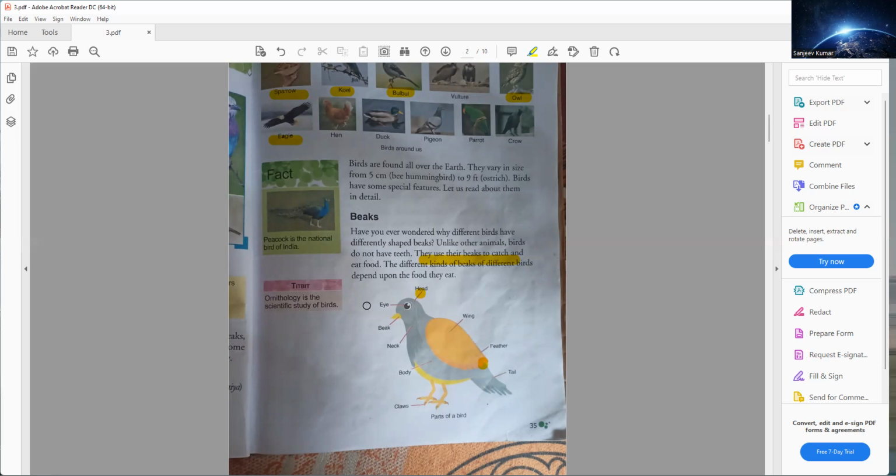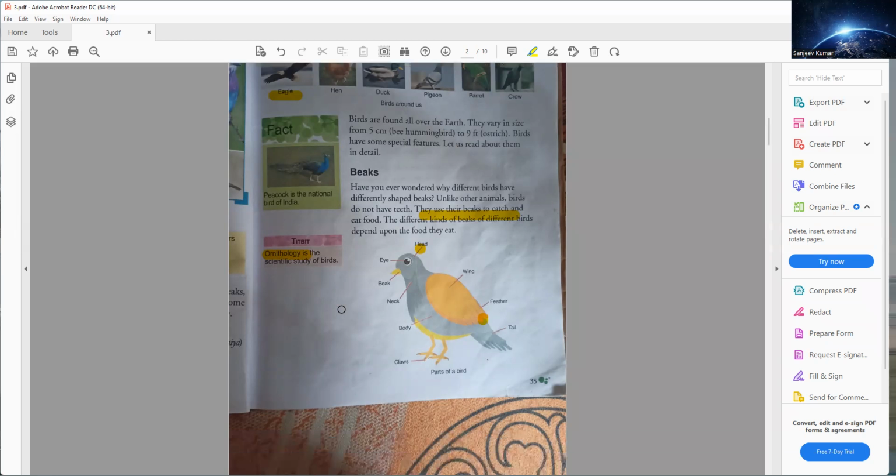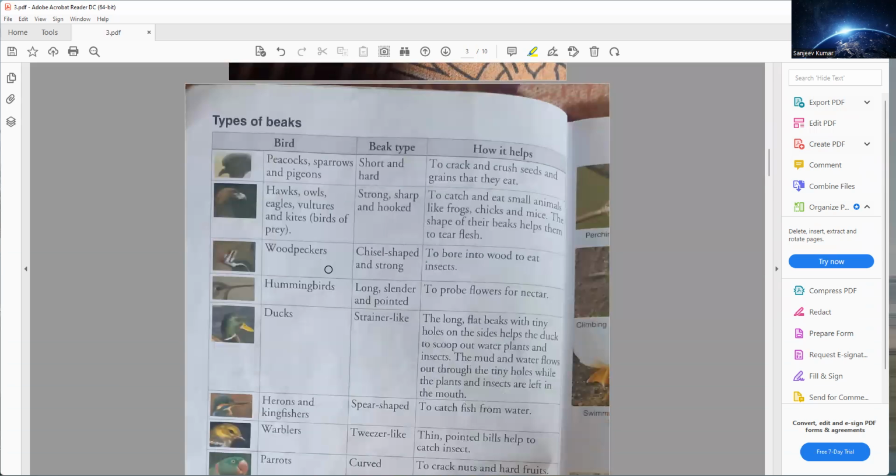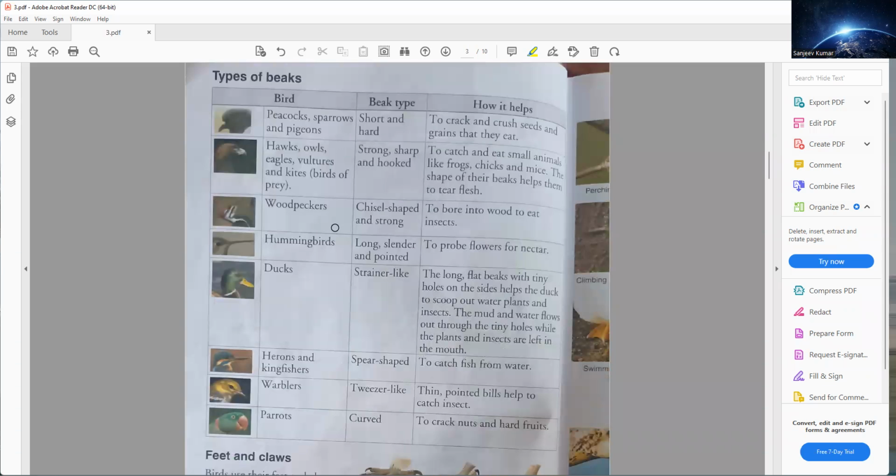Okay, this is a very general character. We will study it later. And the study of birds is called ornithology. What is it called? It is called ornithology. And the foremost ornithologist was Salim Ali. Okay. Now coming to the types of beaks.